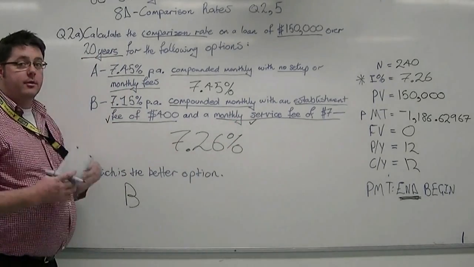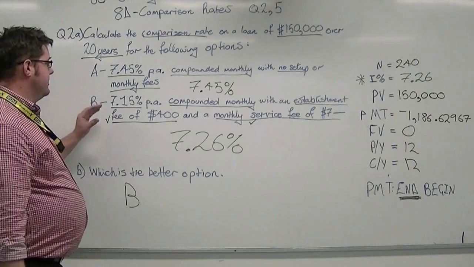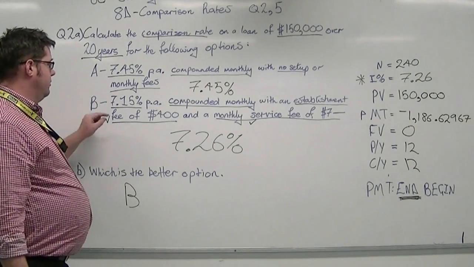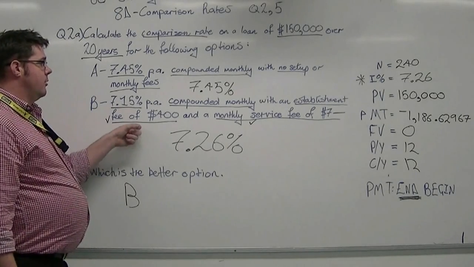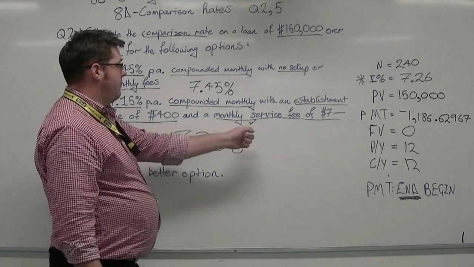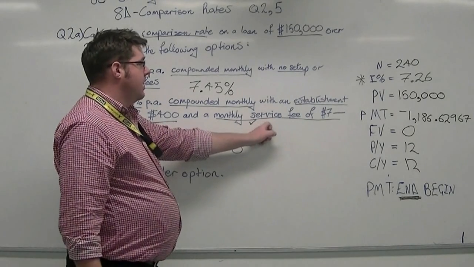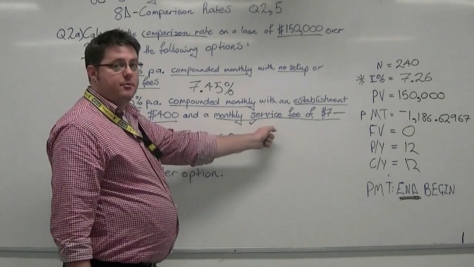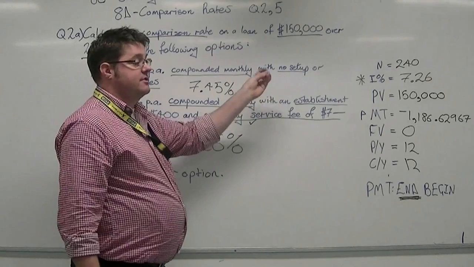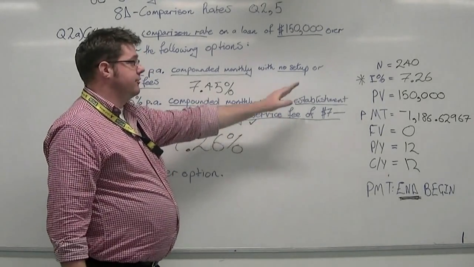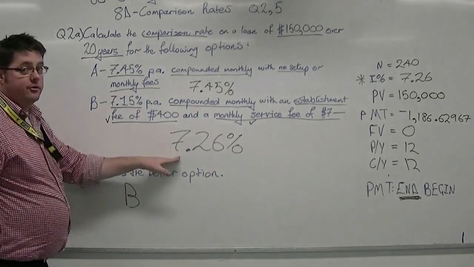So just going as a quick overview, when we do this, we need to first take account of the establishment fee to determine what the payment is. Then we alter the payment to allow for the service fee and reset the present value, or the starting value of the loan, to reverse engineer and determine the interest rate, arriving at 7.26%.